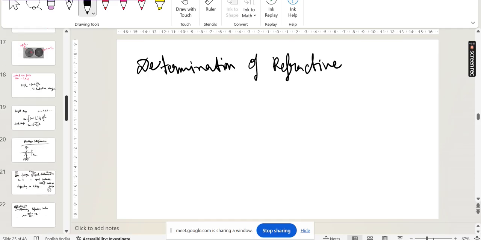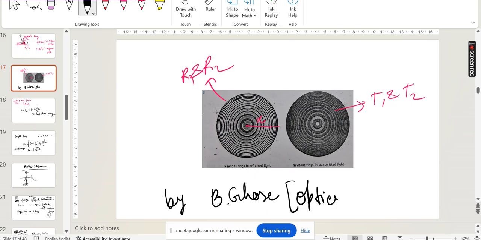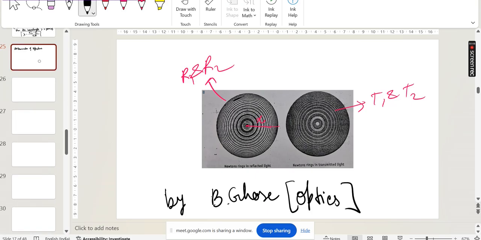By the way, this picture is from the book written by P. Ghosh. And some of the content I'm discussing also got from that.